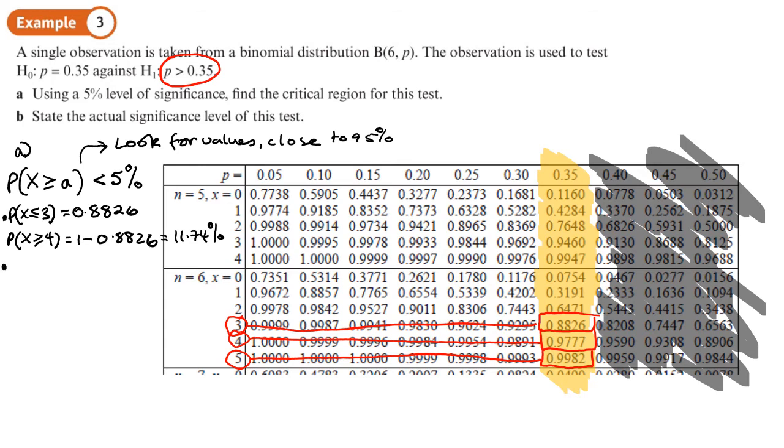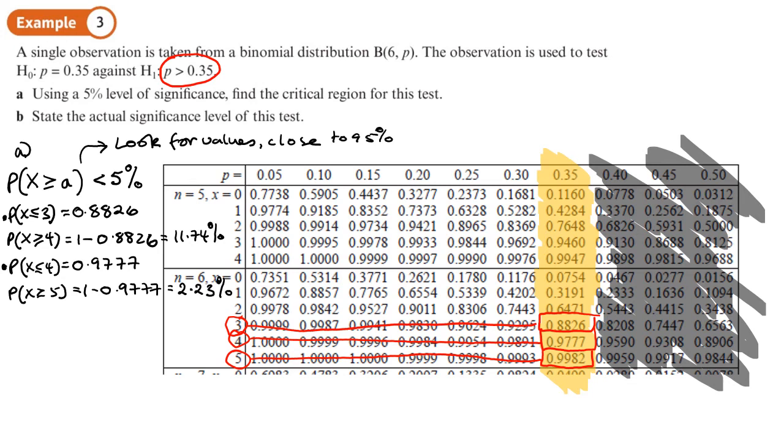What's the next row down? Well, the next row down would be the probability that x is less than or equal to 4, and that is 0.9777. Using the table the other way around, the probability x is greater than or equal to 5 is 1 minus 0.9777. What percentage does that give us? We get basically 2.23%.